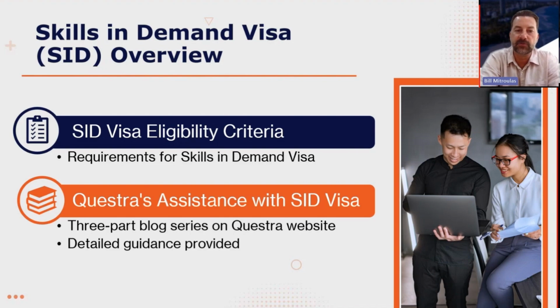We've also got our team working tirelessly to keep up to date and to keep our clients and audience up to date regarding the new skill in demand visa. So we have a 3-part blog series on our website, which also provides a detailed guide on the application process, eligibility requirements, processing times, and all that. I would encourage all of you to have a look at those blogs because there's some really excellent information there for you to keep yourself up to date and abreast of all the latest migration news regarding the skill in demand visa and also the 186 TRT visa.